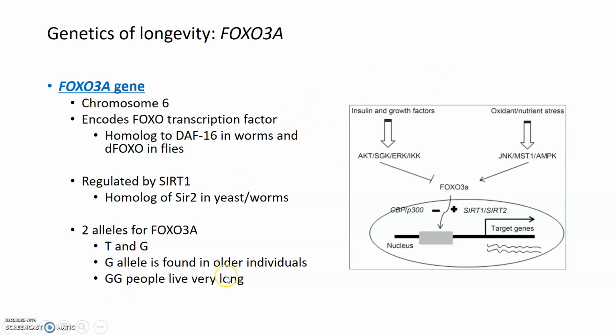And there are two alleles or forms of the FOXO3A gene. There's a T allele and a G allele. And what's interesting is that when they compare the genomes of older and younger people, we find a lot of the G alleles in older individuals. And people who are homozygous GG tend to live very long. And so there's currently some studies looking into why it is that the G allele contributes to aging or how it contributes. But once again, I just want to stress the importance of this conservation of insulin signaling and its relationship to longevity.